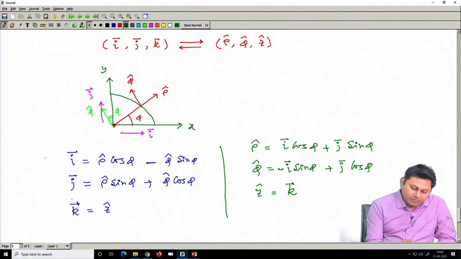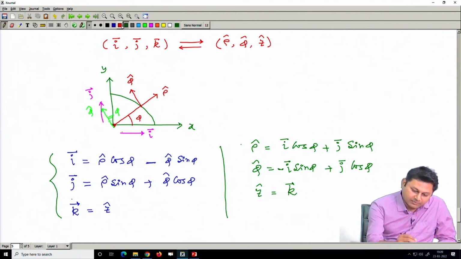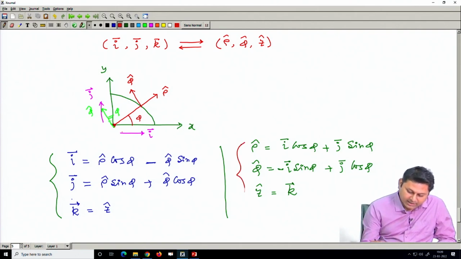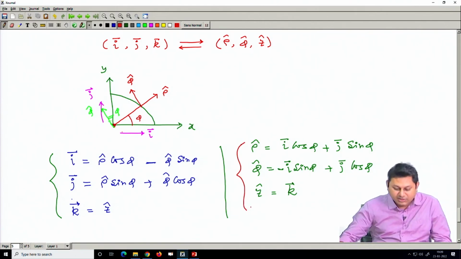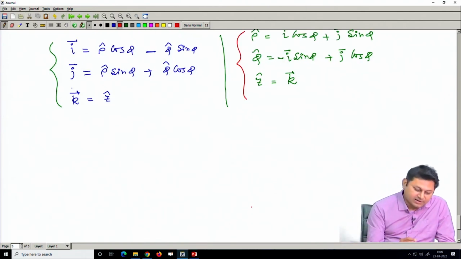So, here I decompose ijk in terms of rho phi z, here I decompose rho phi z in terms of ijk. So, I can have a relationship between these two and I can write this in a matrix form. That is interesting. This is a transformation. This is called the transformation of unit vectors.